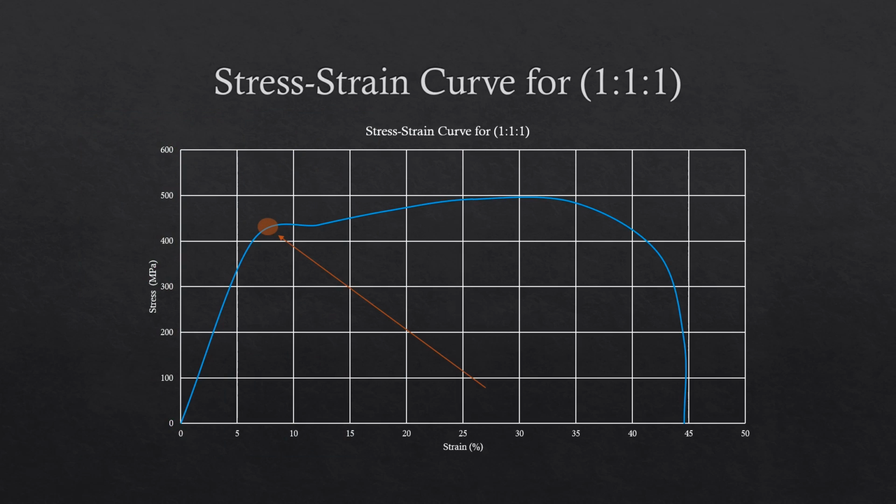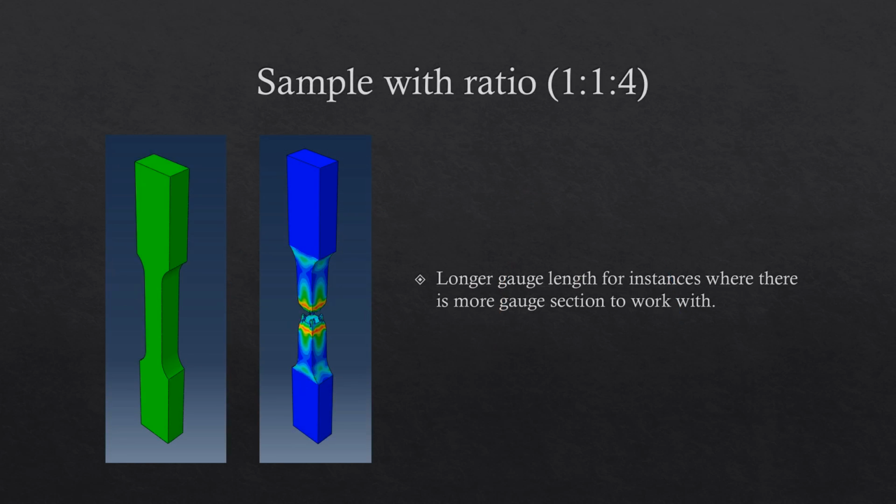Here we have consistent yield results in the stress component, but in the strain percentage it is much higher. This is also the case for ultimate tensile strength, as it is 25 megapascals higher.